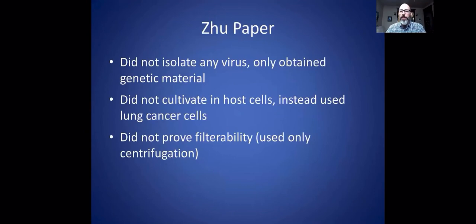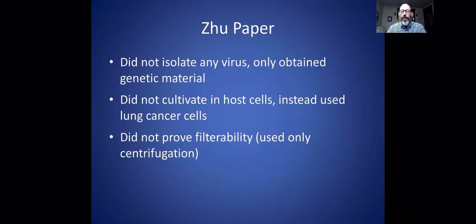So let's move on to the next of the three papers. So the Zhu paper, once again, no virus was isolated. They obtained genetic material. They didn't cultivate in host cells, and this time they used lung cancer cells. Now, they don't call it that in the paper. What they say is that they are lung epithelial cells taken from biopsies of lung cancer patients.